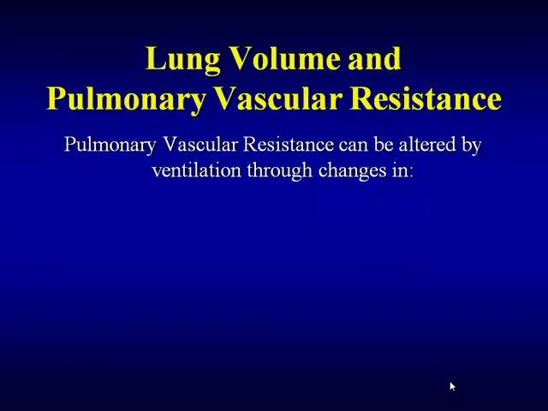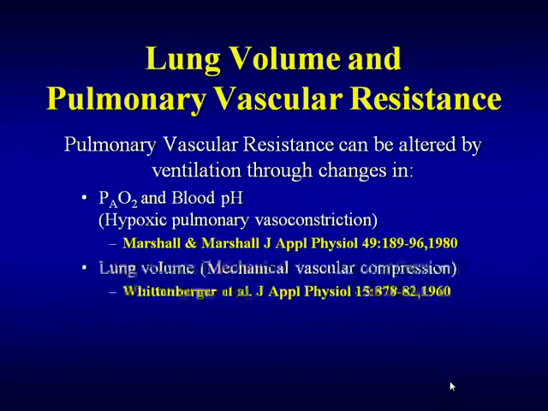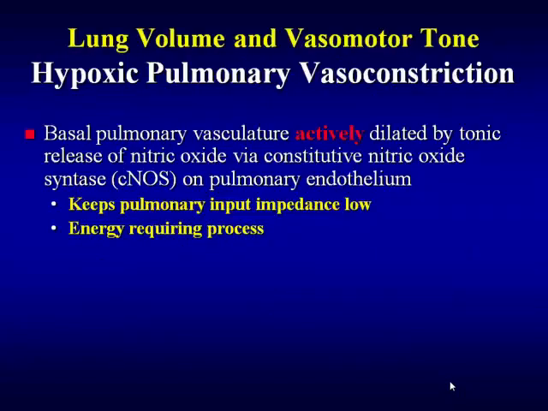The lung pulmonary vascular resistance can be changed by two processes. One is by active changes in tone, alveolar O2 and pH, by a process called hypoxic pulmonary vasoconstriction, and by mechanical compression of the vasculature, which was shown almost 50 years ago. And finally, autonomic tone. Hypoxic pulmonary vasoconstriction is an interesting concept.